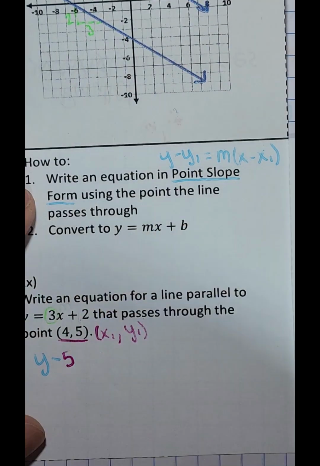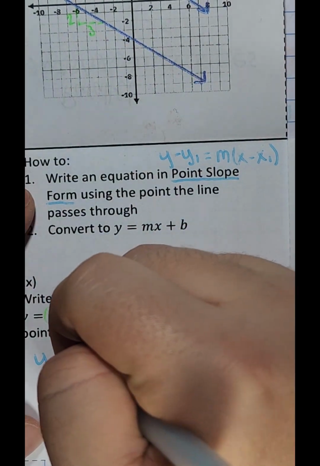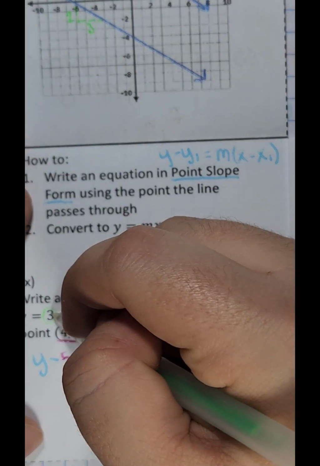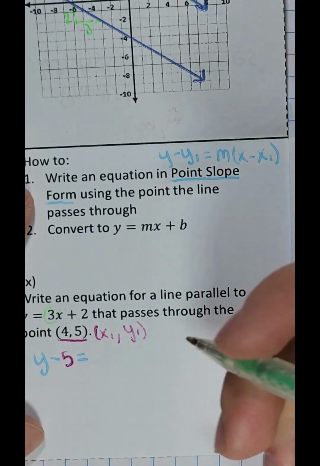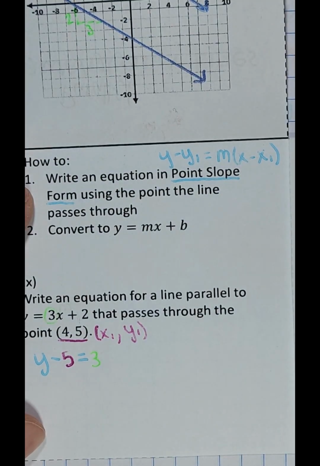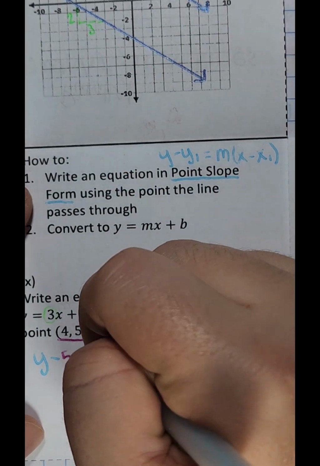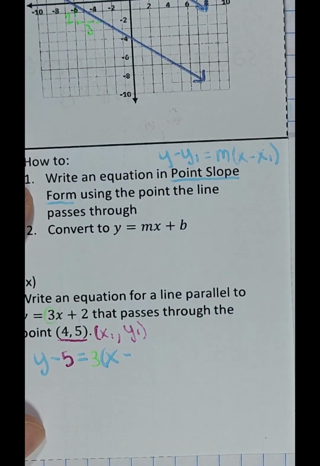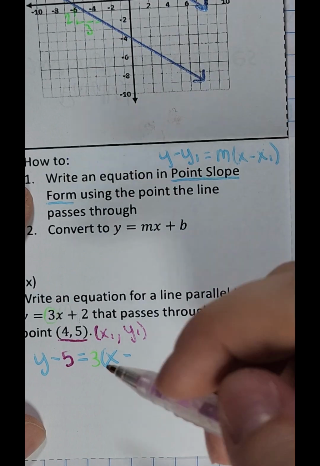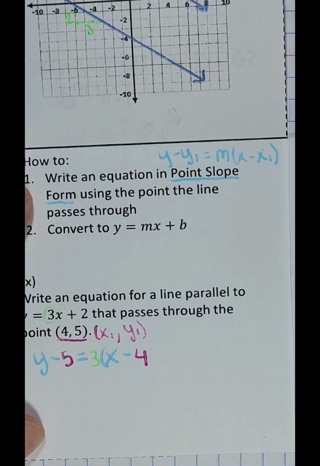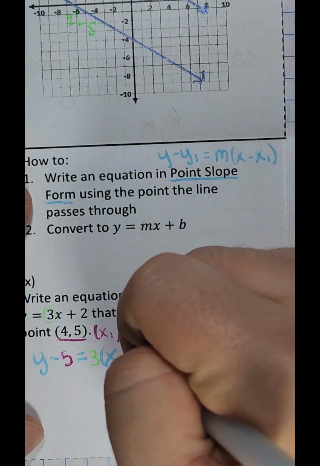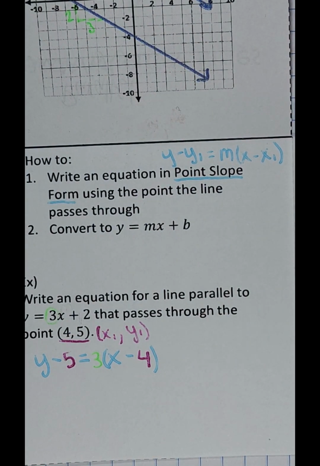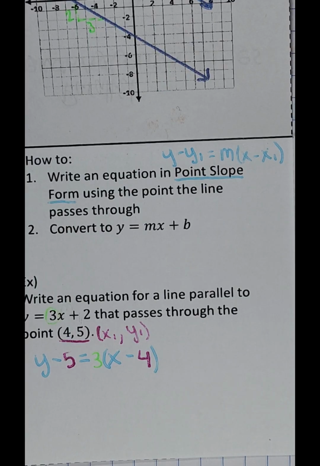is equal to the slope, which we have from our initial equation up here, that's 3, times x minus our x from the point we're passing through is 4. So now we have y minus 5 is equal to 3 times x minus 4.